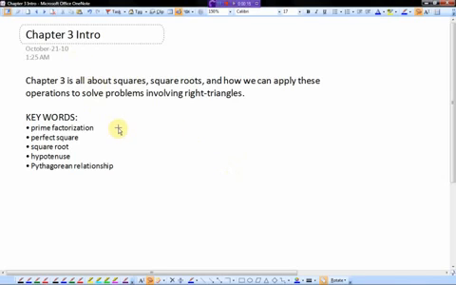So in the introduction here, I'd just like to talk about what we'll be studying in chapter 3. It's all about squares, square roots, and how we can apply these operations to solve problems in right triangles. The key words that are important for this chapter, and you may want to look these words up in your glossary, are prime factorization, perfect square, square root, hypotenuse, and Pythagorean relationship. All of those words are going to be important in this chapter.